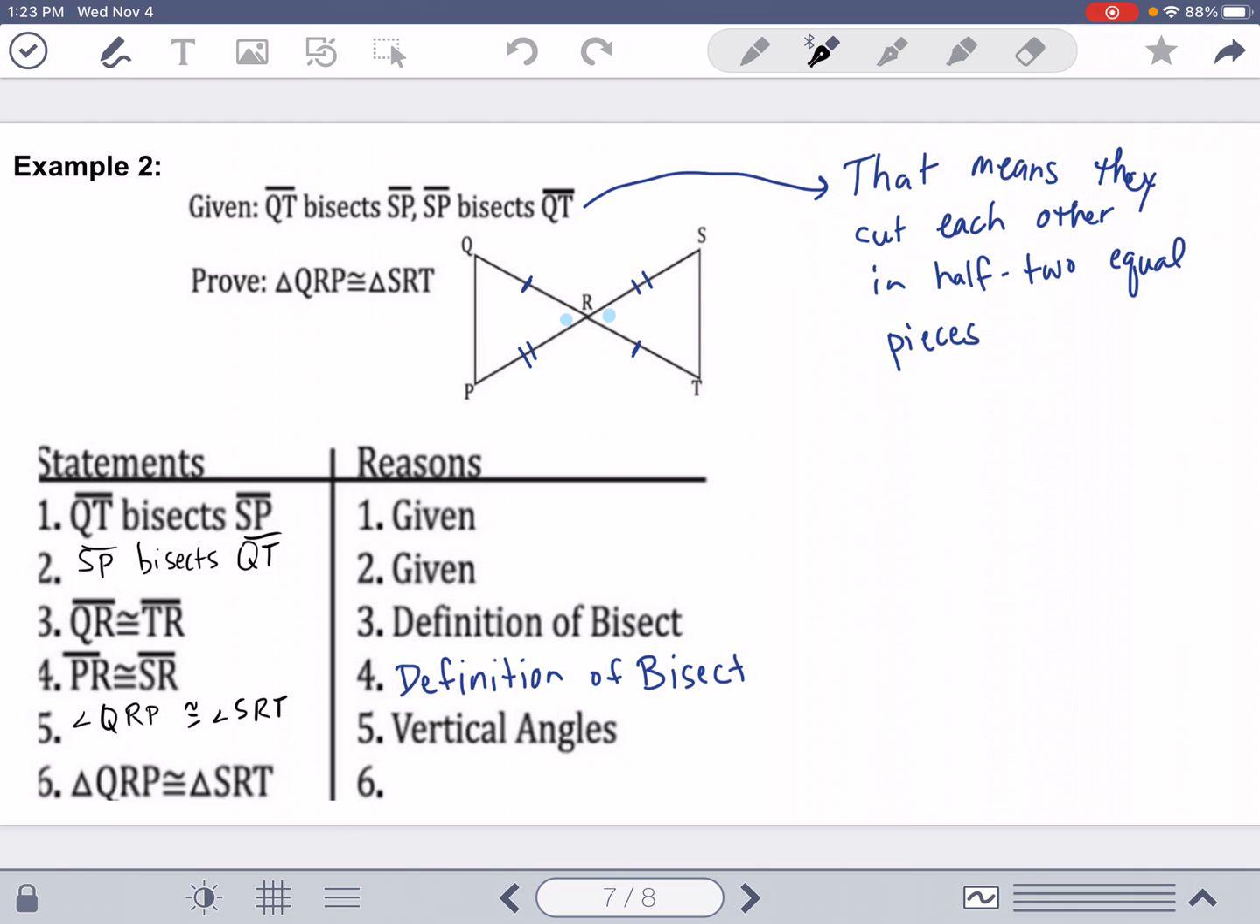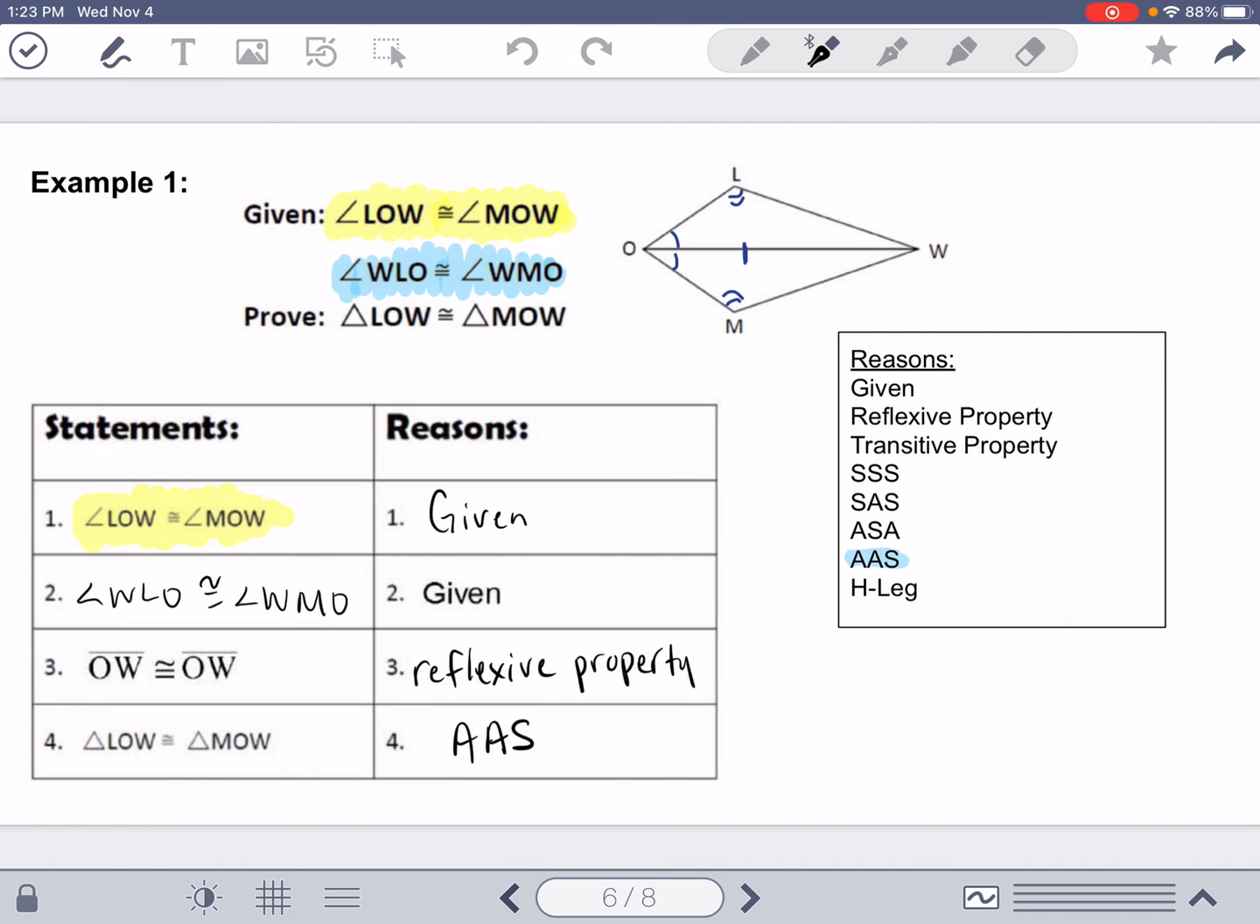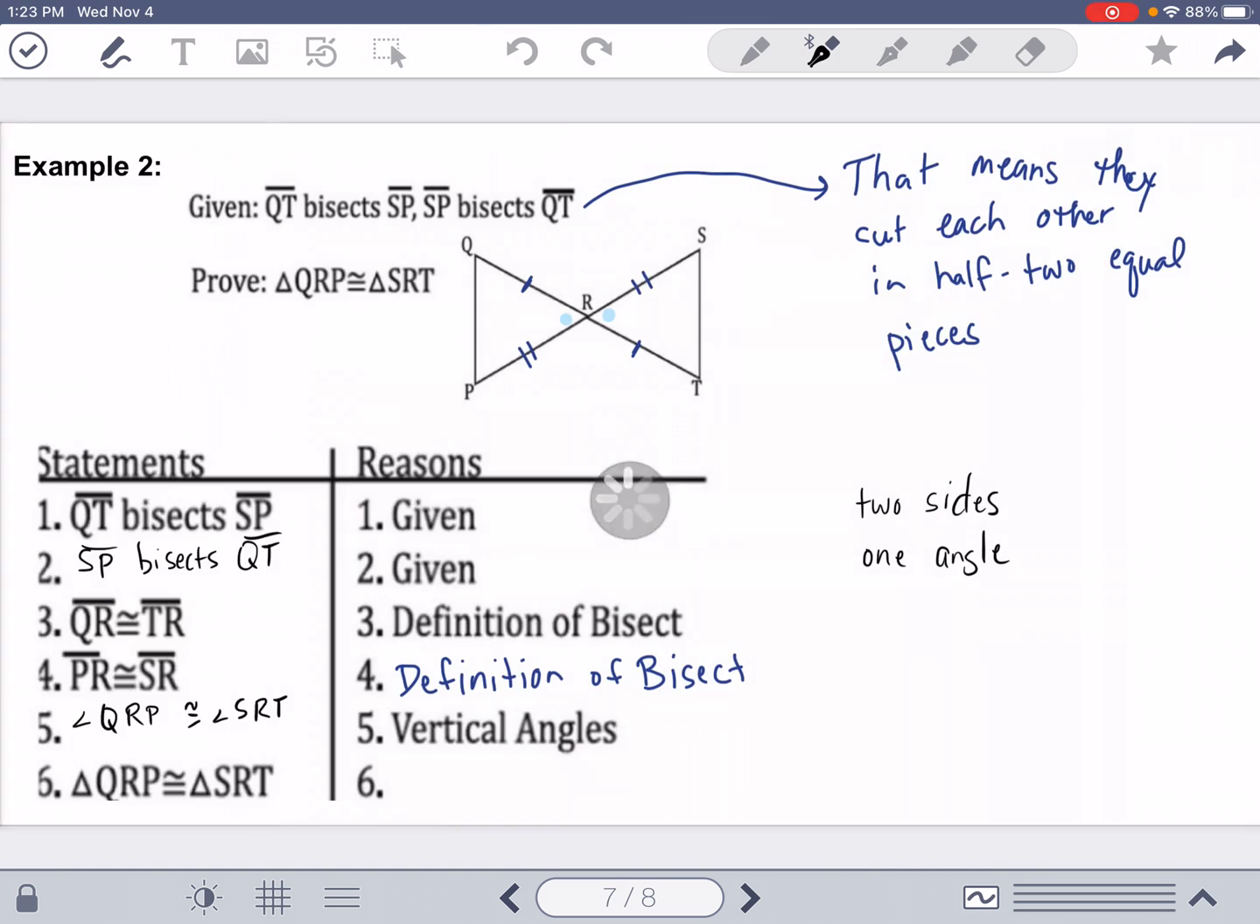And now, what shortcut am I using for reason number 6? I've got 2 sides marked and 1 angle. So if I look back, 2 sides and 1 angle would be side, side, side or side, angle, side. Well, it's not side, side, side because there's no angle. So this one has to be side, angle, side.